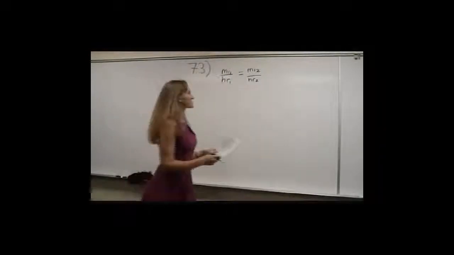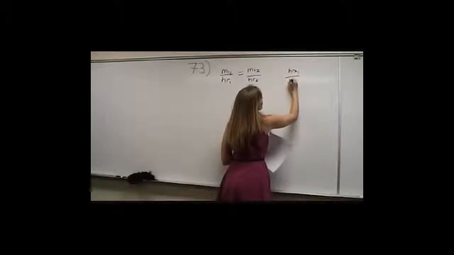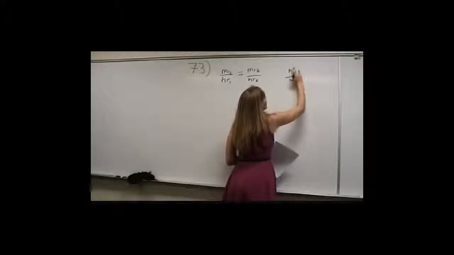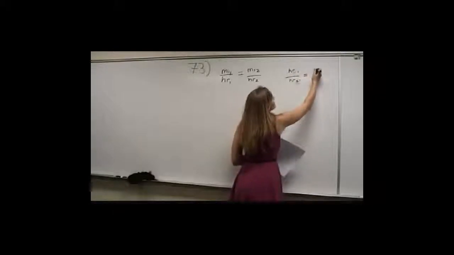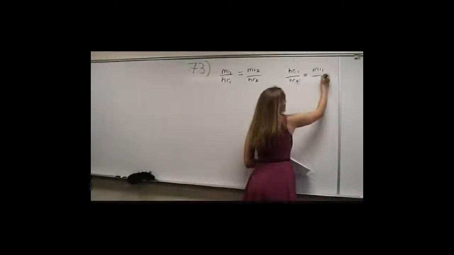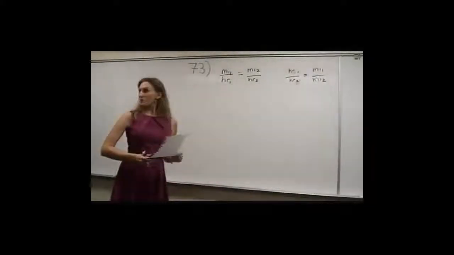Another correct way to set this up would be to choose, what if I start with the hours from the first scenario over the hours in the second scenario, and that would be equal to, well, if I choose 1 over 2, then I'm going to choose the miles in the first scenario, and then the miles in the second scenario. So we're going to plug all this information in.